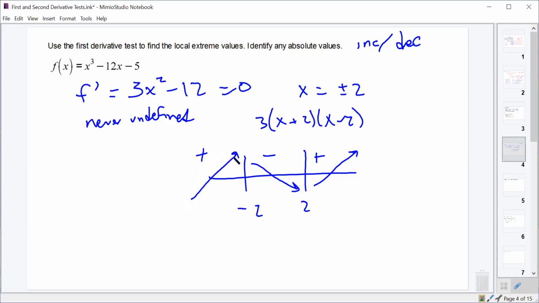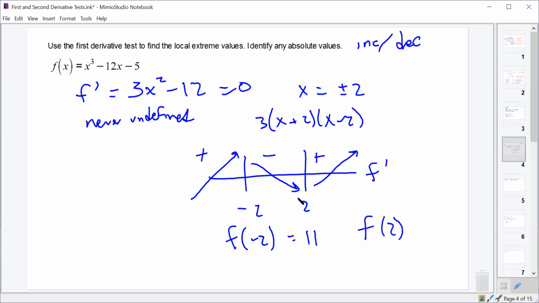So do we have any local maxima? Yes. We have a local maximum at what value? x equals -2. So we're going to figure out f of -2. What's f of -2? Looks like it's 11.